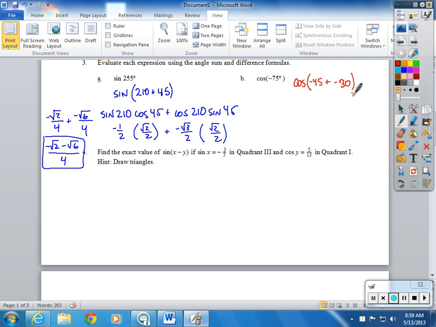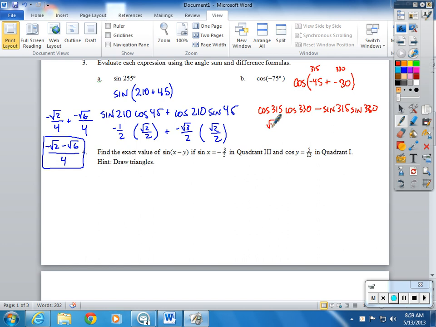Okay, so the only thing we got to remember there is that negative 45 degrees is actually 315. And negative 30 degrees is actually 330. So we're actually looking at 315 plus 330. So we'll have cosine of 315, cosine of 330, minus sine 315, sine 330. Okay. These are all in the fourth quadrant, which means cosines are positive, sines are negative.